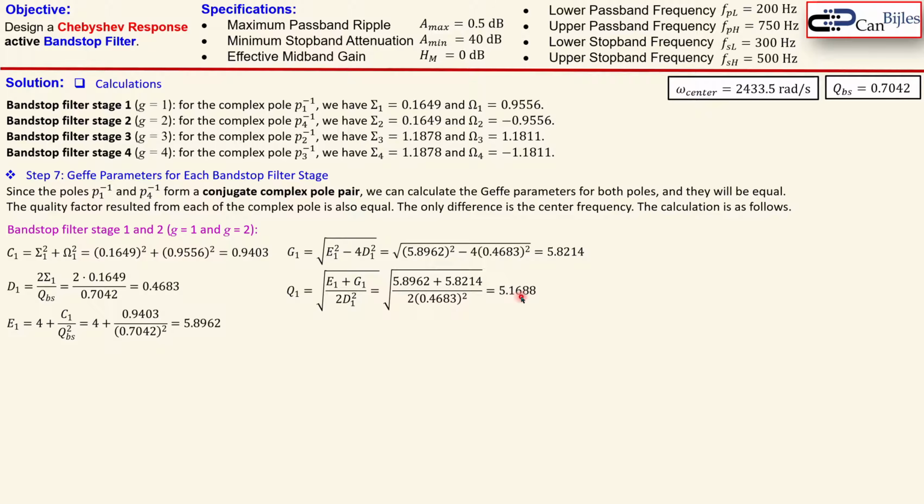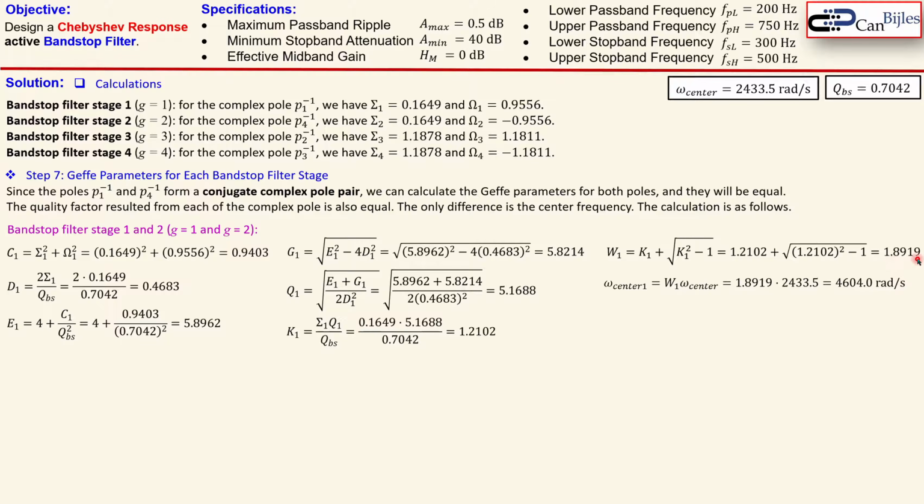So 5.1688, and the K1 here is a parameter again related to the quality factor of the first stage and the quality factor of the band stop filter. Now the W is given by this expression and this value, and we have now the center frequency of our first stage related to the W1 and the center frequency we have determined in the beginning. Now we have here 4604 radians per second as our center frequency of the first stage.